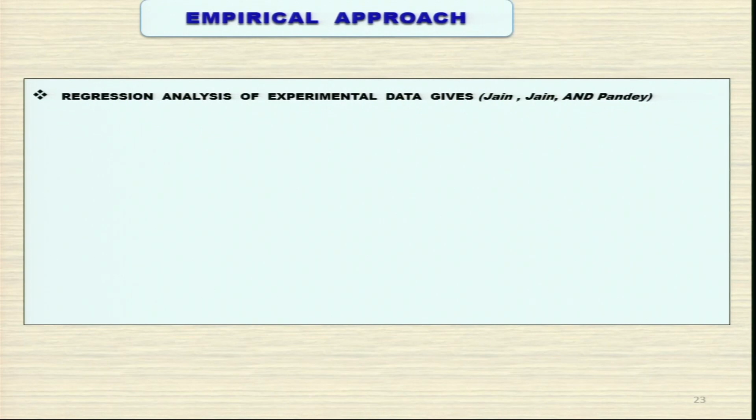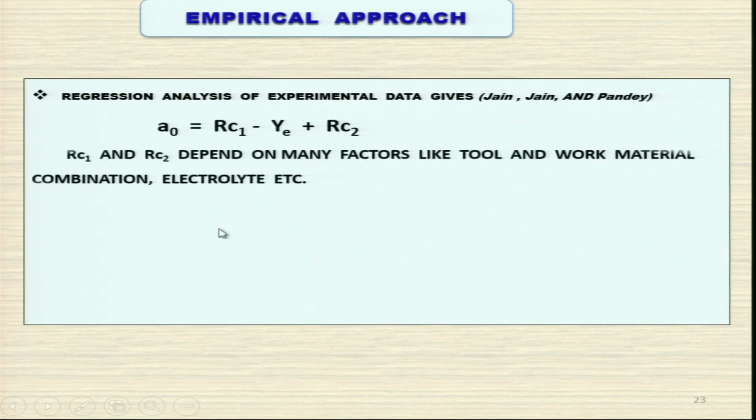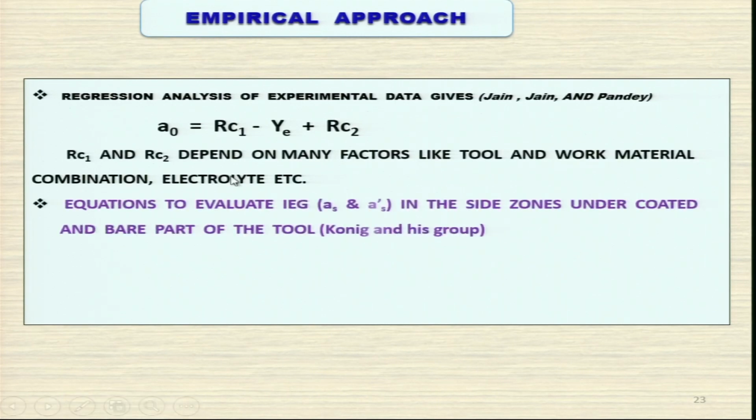Regression analysis of experimental data gauge is given by Jain and Pandey. This is the equation they have proposed: A0 is equal to RC1 minus YE plus RC2. RC1 and RC2 depend on many factors like tool and work material combination, electrolyte, etc. This is a very simple equation proposed based on the experimental results.